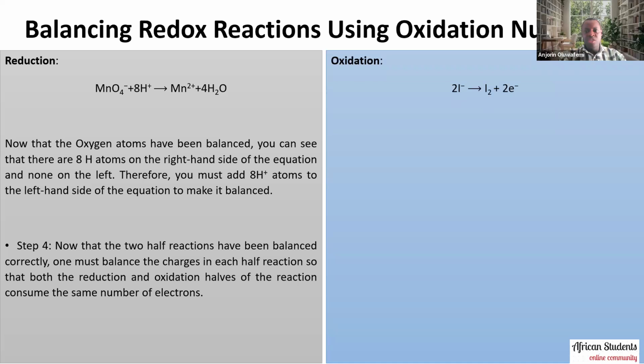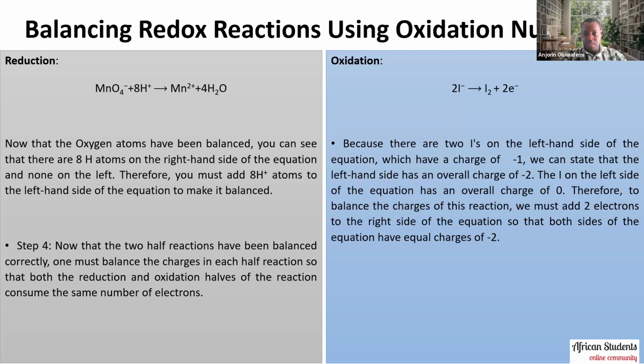So for the oxidation half, what do we do? We add 2 electrons to the elemental iodine that we have on the right-hand side. When you do that, you have balanced it in terms of charge. So it's balanced in terms of atoms, and it's balanced in terms of charge too. That's exactly what the statement is explaining. So you have 2 minus on both sides.